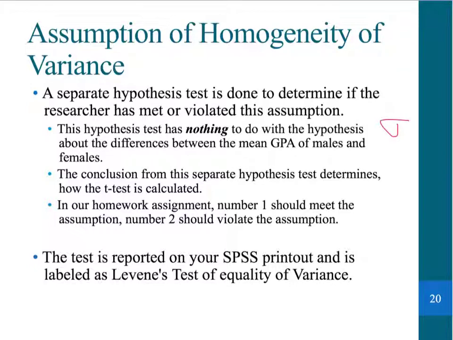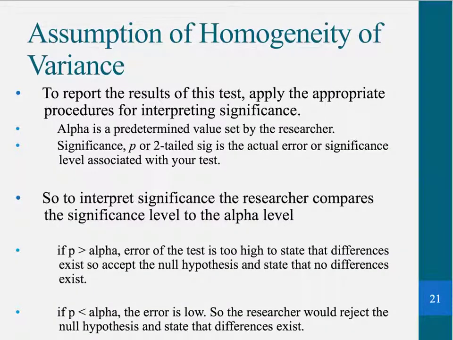If we meet the assumption, like we are going to do in assignment 1, then you're going to do one formula. If you violate the assumption, there is a separate formula to calculate t. So the test that's reported on your SPSS output and is called the Levene's test of equality of variance is the test that we're going to use to determine if you've met this assumption.